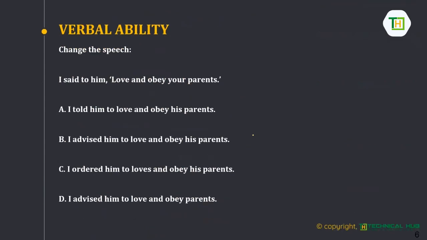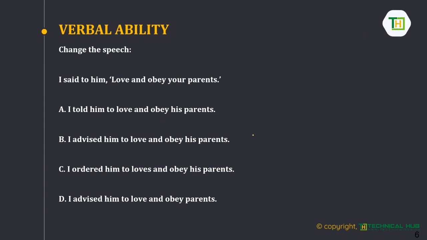Right, change the speech. How can you change the speech? I said to him, love and obey your parents. And you might start scolding me, sir, why should we like our parents? Huh? Right? So why do you need to do this, or why do you need to follow these? That is also very important here. I said to him, love and obey your parents. I told him to love and obey his parents. So the first one is, I told him to love and obey his parents.